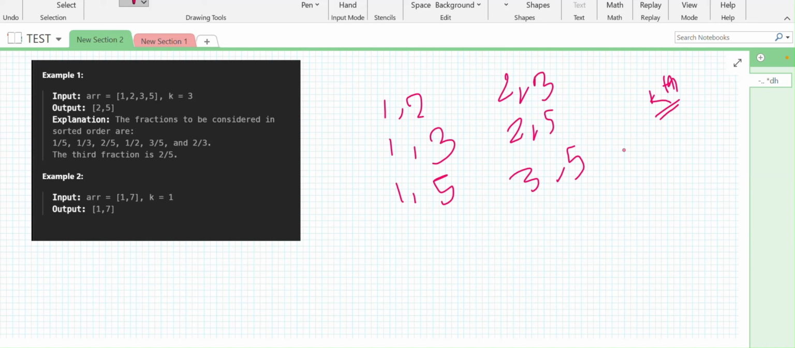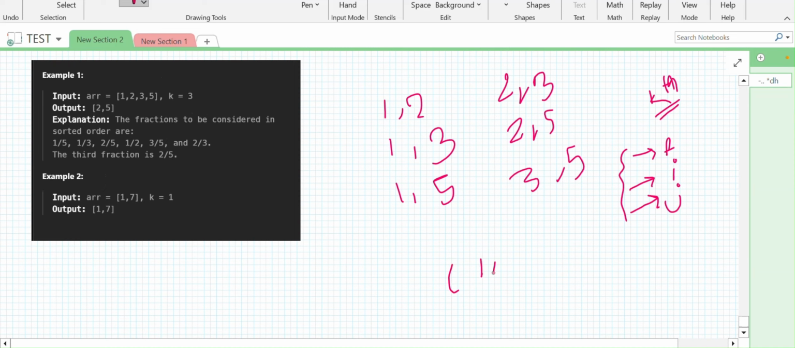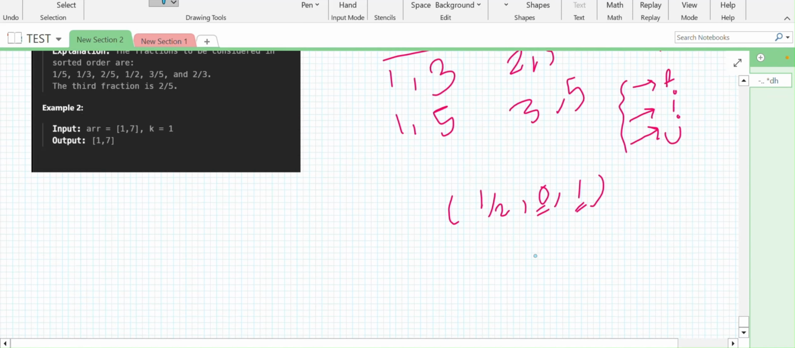How do we store in the priority queue? We'll take three parameters in my priority queue. First will be my fraction value, second will be my first index, that means i, and third will be my j. Like for the first example, my priority queue inserted value will be 1 by 2, comma 0 and 1, because this is the fraction value 1 by 2, and 1 is present at index 0, this is i, and 2 is present at index 1, this is j. In this way we push all the pairs in the priority queue.